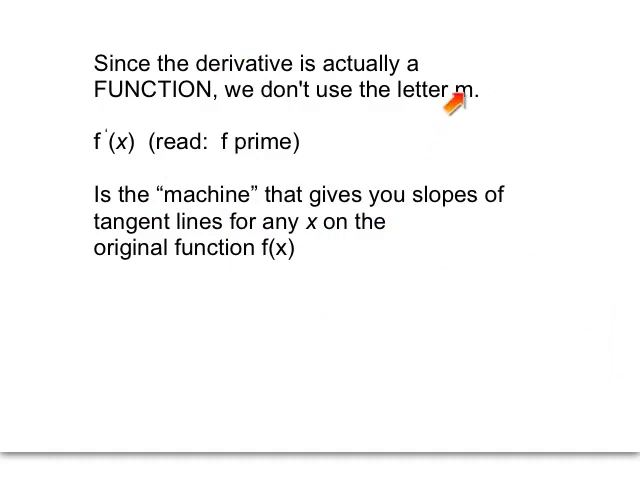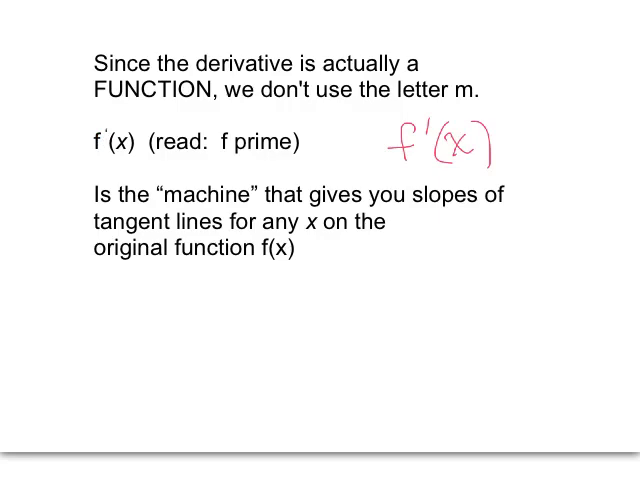Okay, since the derivative is actually a function, it's f of x, we can use function notation, and we don't use the letter m, although I will try to use that some so that you can associate the derivative with a slope. The notation we use is, this is called f prime. It's got the little hash mark up here, f prime. So you say f prime of x.